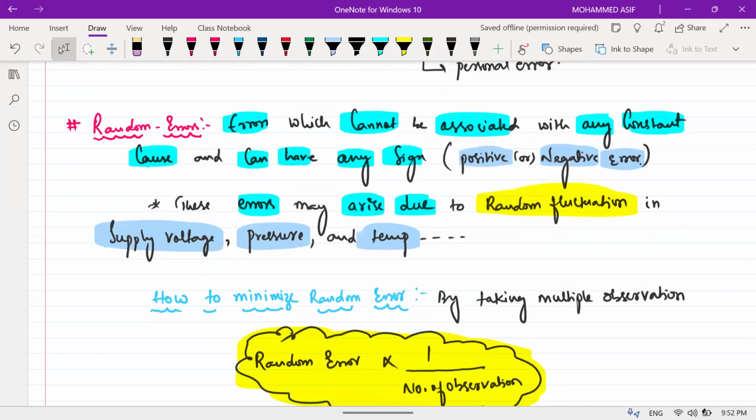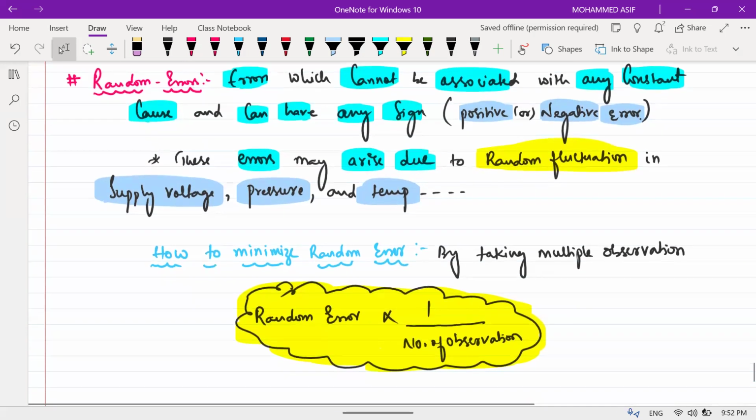Now, how do you minimize the random errors? By taking more and more number of observations. Am I clear with everyone? Am I clear with the random error? Any doubt? Am I audible? Clear. Yes.